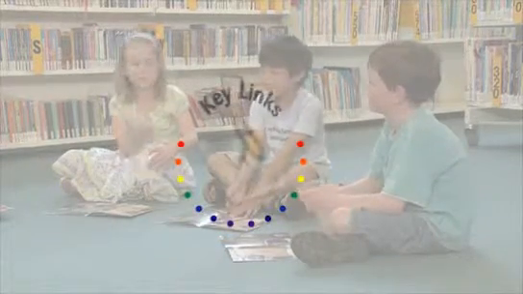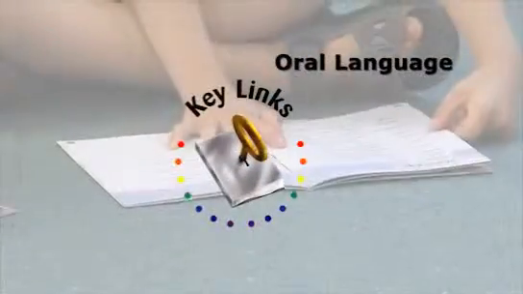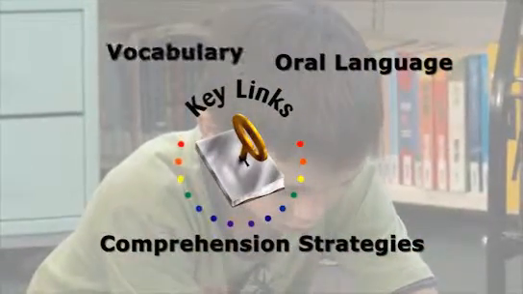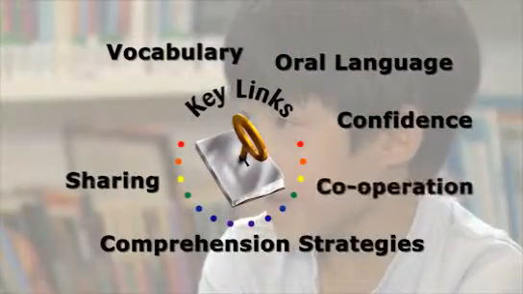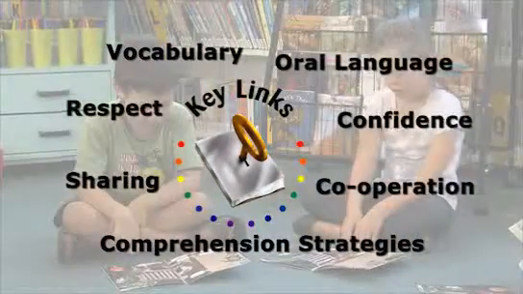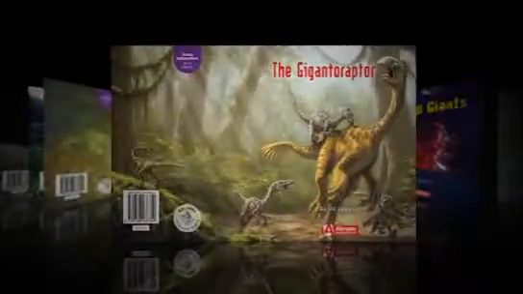Key-Link small group independent reading will increase students' oral language development, develop their comprehension strategies, increase their vocabulary, develop their confidence, and encourage sharing, cooperation and respect for the opinions of others. This approach provides the fuel on a student's journey from decoding to comprehension. There is no doubt that Key-Link small group independent reading will help students attain the signposts, the standards and the benchmarks that are along the way.